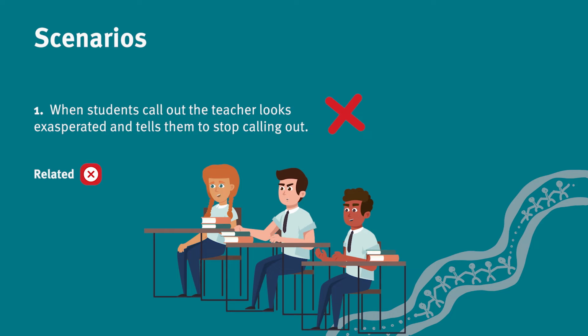Related. If the purpose is to get attention, then the teacher gives the students what they wanted. Respectful. By responding emotionally, the teacher may escalate the situation. Reasonable. The teacher has not modelled to the students what they should be doing instead of calling out.